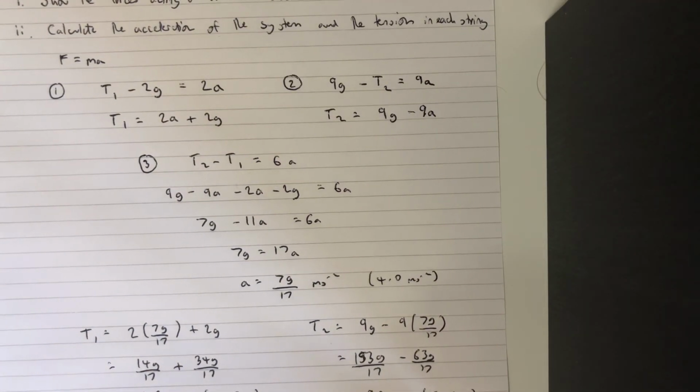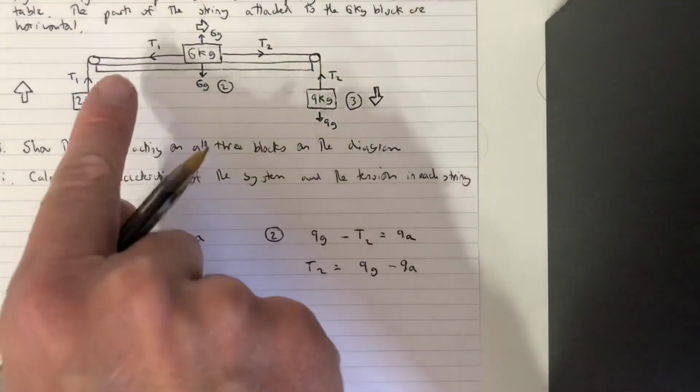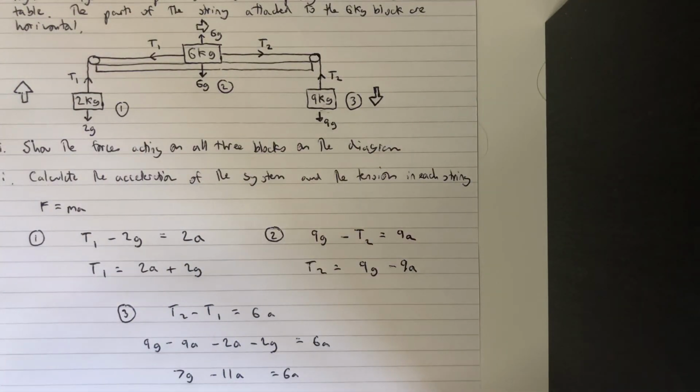Obviously we can see that one has a greater tension in the string because that's what's pulling this one down. It's got a heavier weight on it, and that makes common sense.